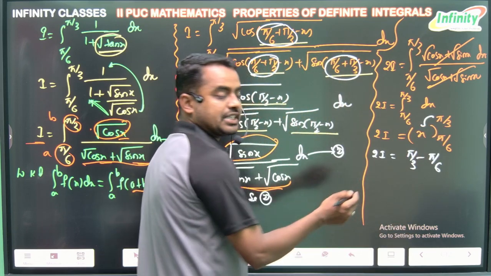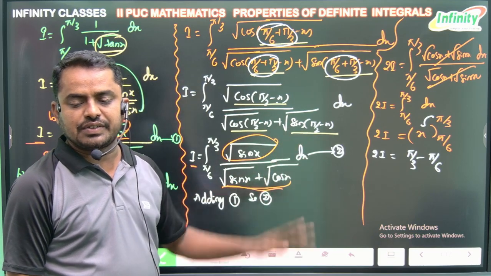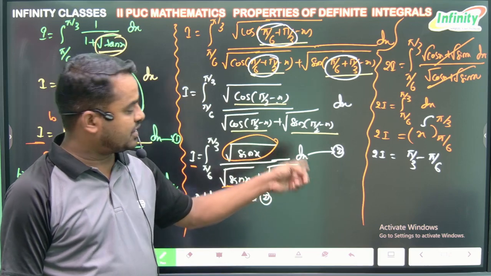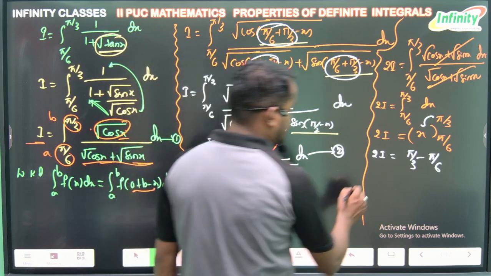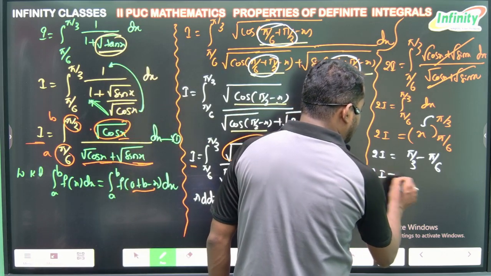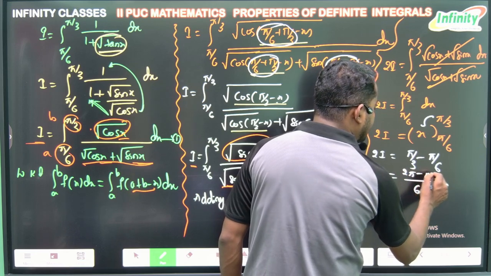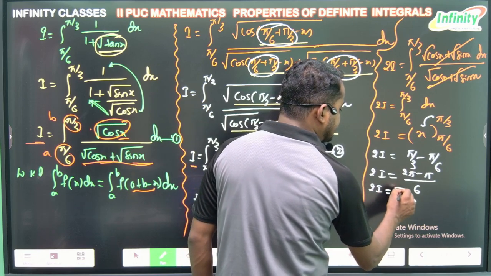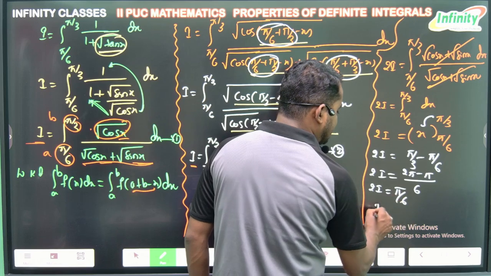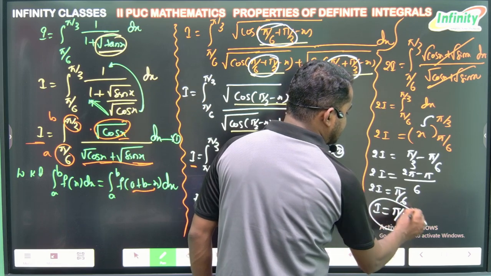Then what is the LCM? 6. 3 twos are 6, 6 ones are 6, then 10π minus 5π, so 2I is equal to 5π/6. Then I is equal to π/12. This is the final answer.